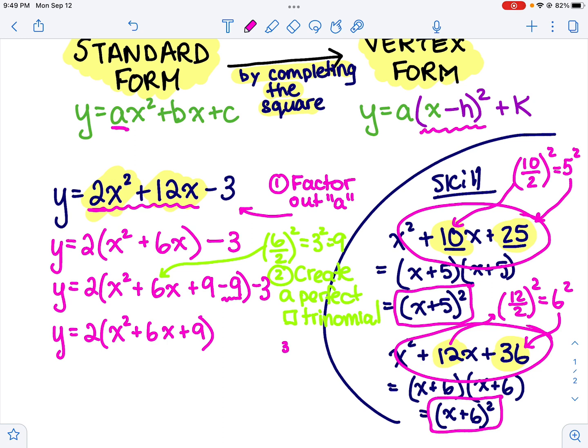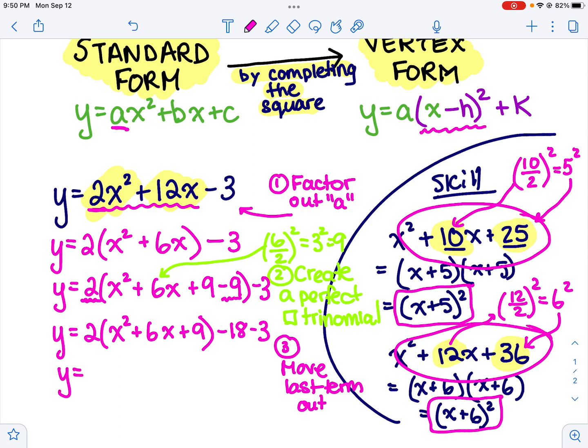Okay, so for step 3, we're going to move the last term out of the brackets. When we move that minus 9 out of the brackets, it has to get multiplied by the 2, because everything inside that bracket has been divided by 2 when it got into the bracket. So if we want to get it out of the bracket, we have to multiply it by the a value. So that's going to become minus 18, and then we still have that minus 3 at the end. So that was how we moved the last term out.